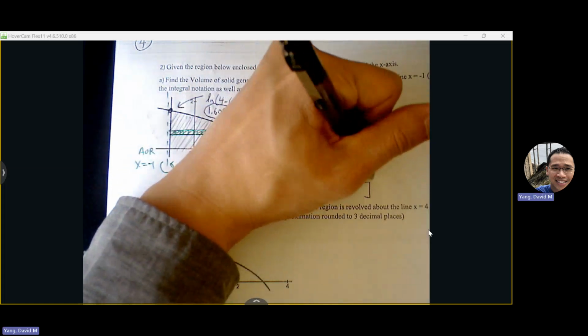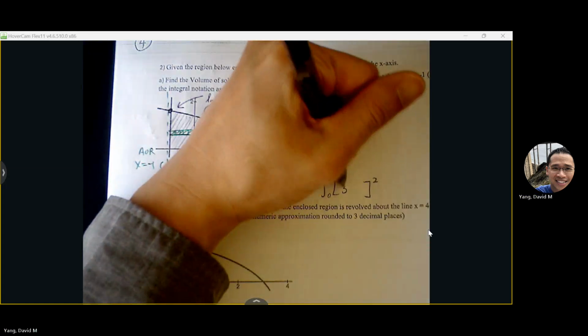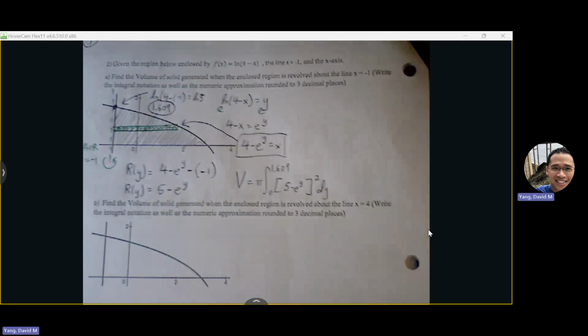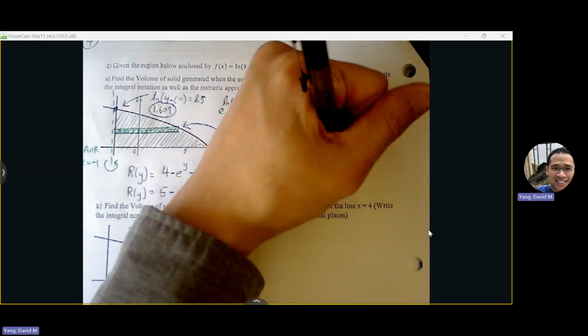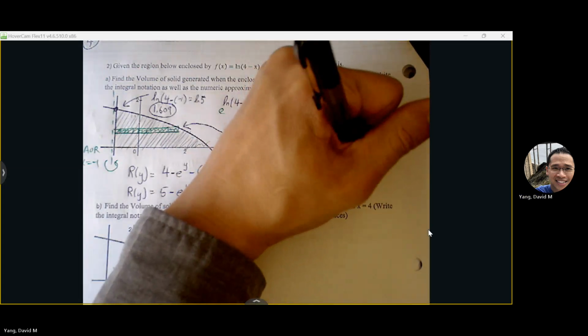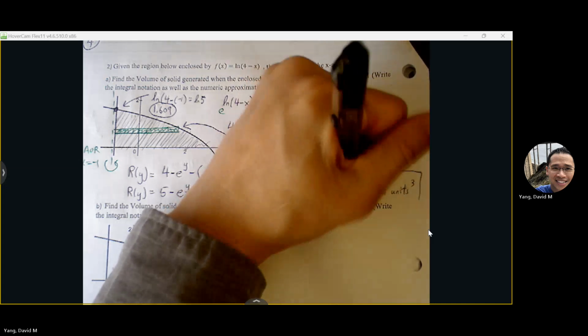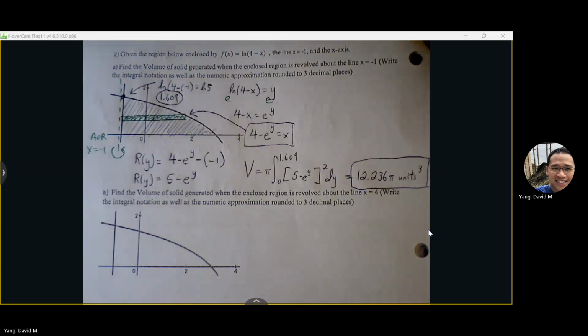And then big radius squared, because we're doing volume. Okay, enter it in your calculator. Okay, try part B.